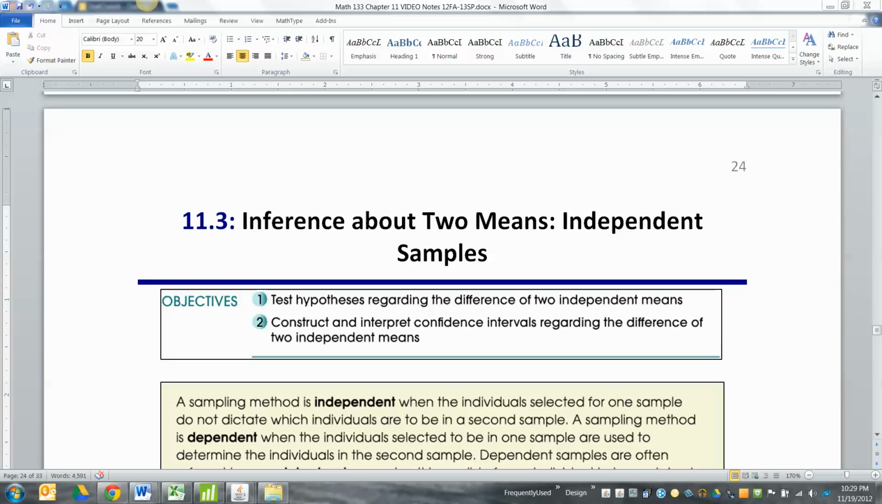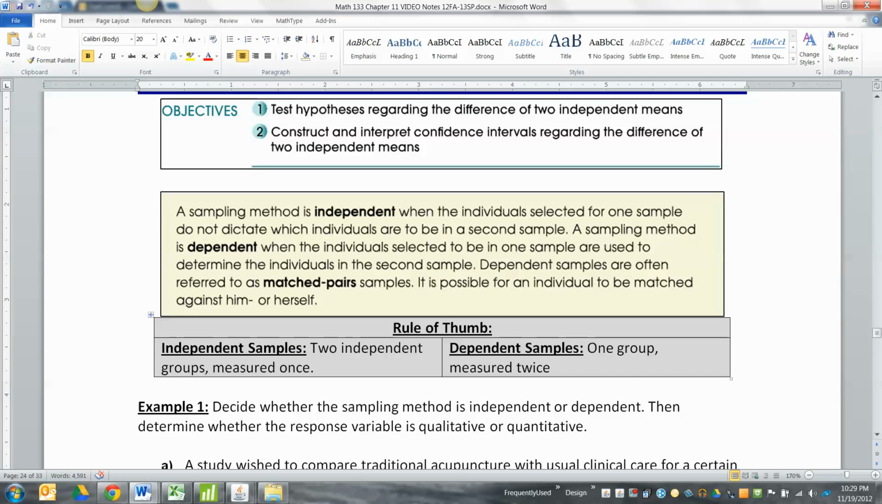In 11.2, we learned how to work with means when they were dependent samples. So now we need to think about means when they're independent samples, which is a little bit more tricky just in terms of formulas, if nothing else. So remember, again, sampling method is independent.